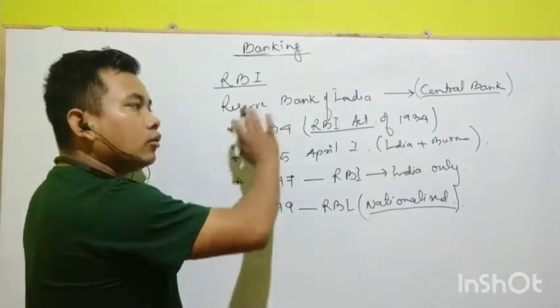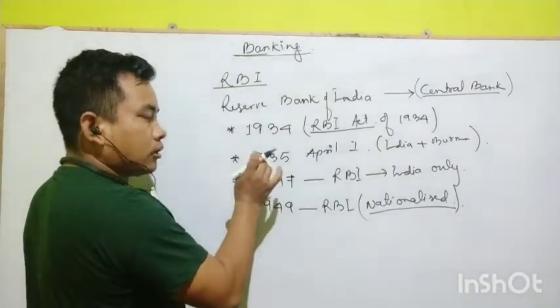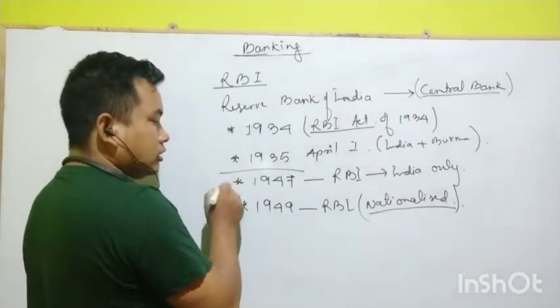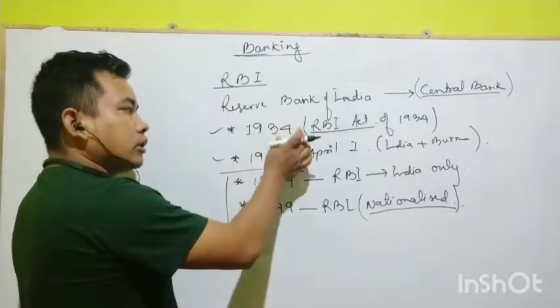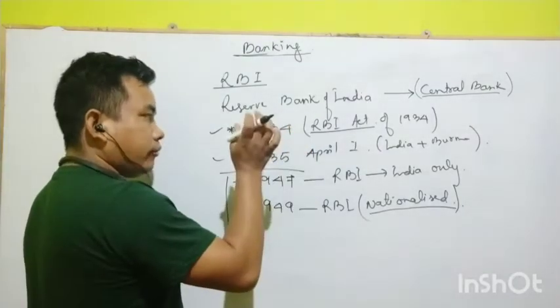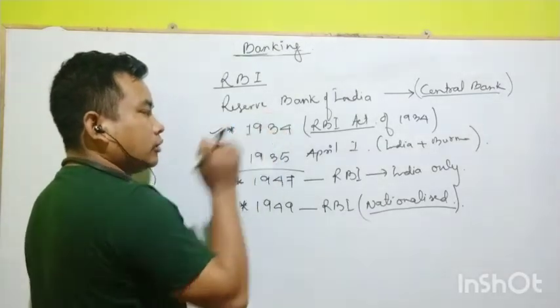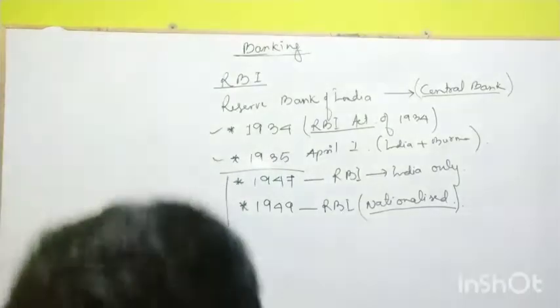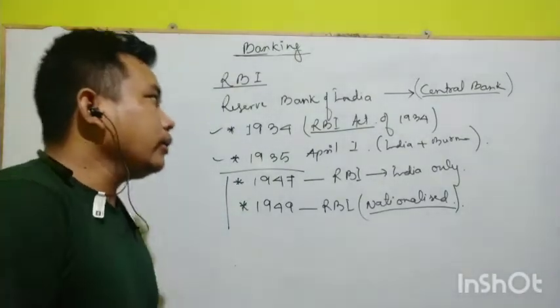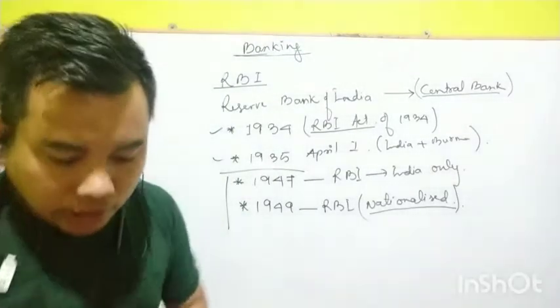Actually, all these years and numbers are optional, but these two are compulsory for you: RBI was established in 1935, and to be specific, the RBI Act of 1934. So this is the introduction of RBI. Now let's look at the history of RBI.